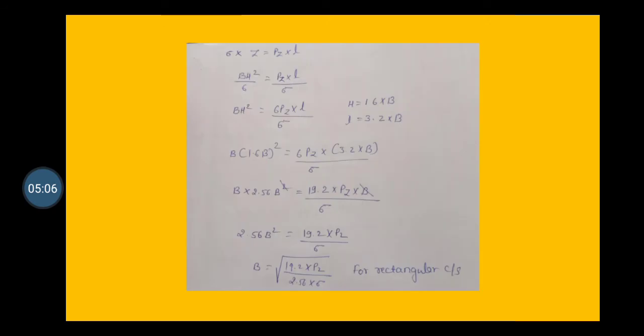Here the substitution: stress into Z is equal to Pz into L. bh square by 6, for the rectangular section, is equal to Pz into L divided by stress. That is the substitution. b is equal to the square root of 19.2 into Pz divided by 2.56 into stress. That is for the rectangular cross section.